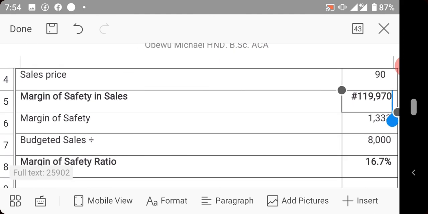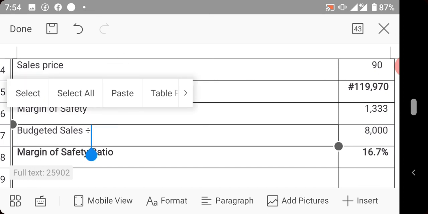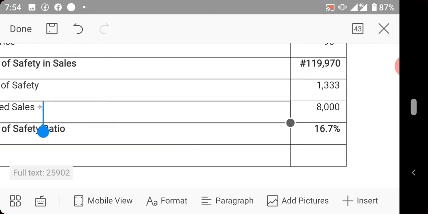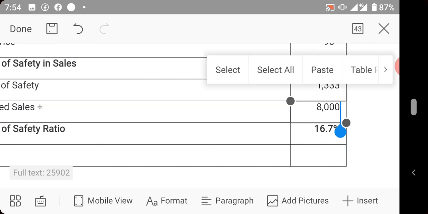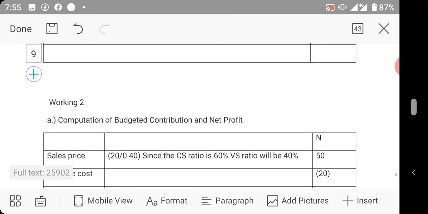Now the question said, establish margin of safety as a percentage of budgeted sales. How do you do that? You say margin of safety in units divided by budgeted sales. So this divided by this. That is why I use the division sign here. I hope you can see it. Good. So this divided by this, times 100, will give you 16.7%. So that is what we were asked to do, and that is just number one solution.